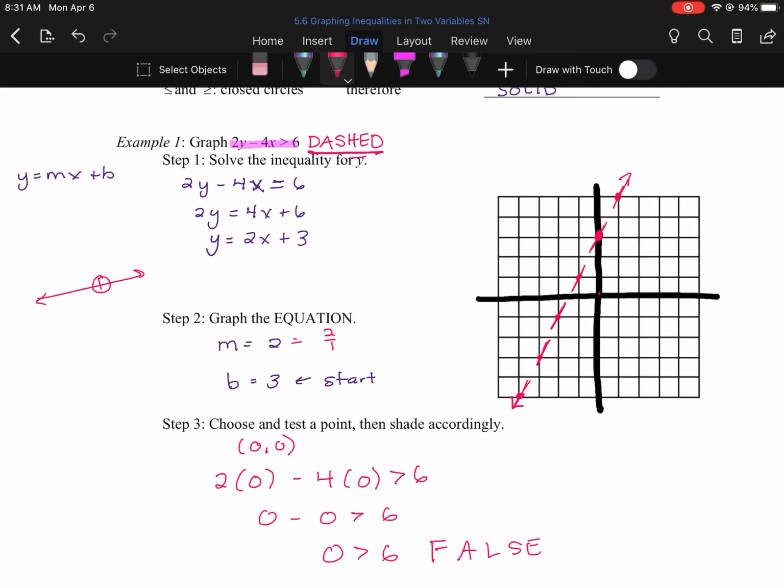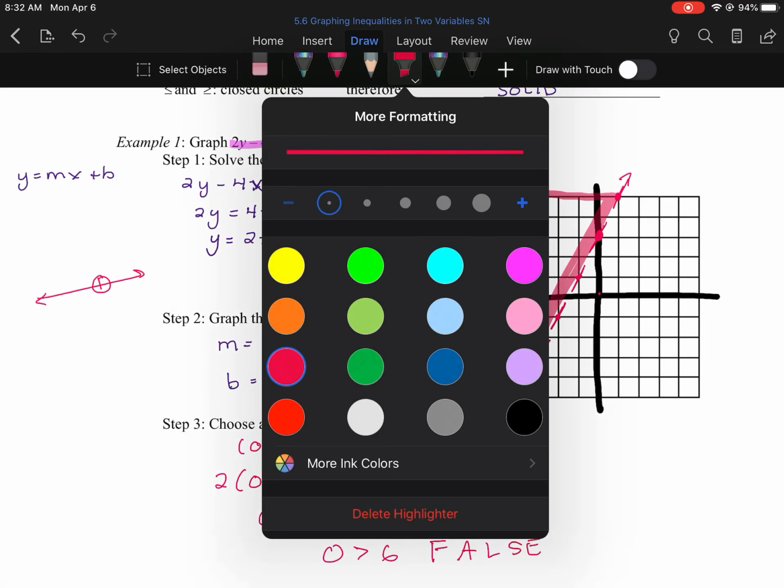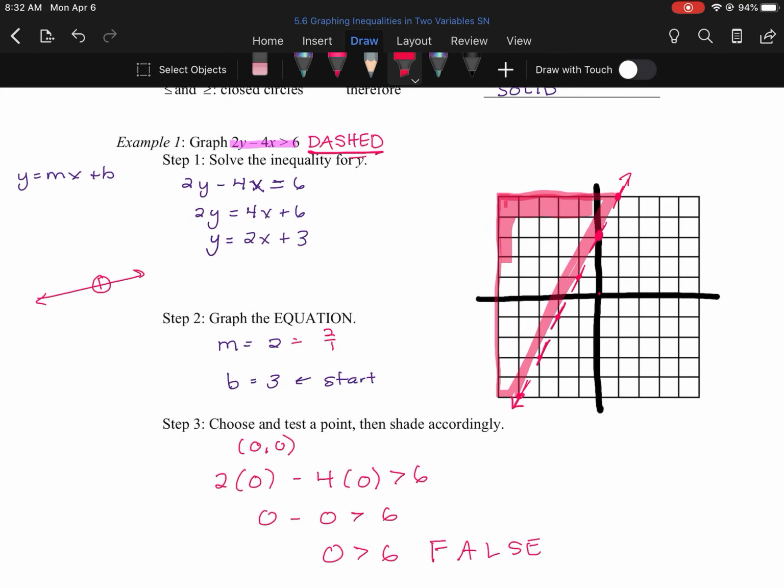So we need to figure out, okay, where's 0, 0? Well, 0, 0 was down here, right? But that point gave me false. So that means every point on this side is also going to be false. So if that side is false, that means every number on the opposite side must be true. So we are going to shade this whole side. So that is my true side. If 0, 0 would have been true, I would have shaded the side with 0, 0.